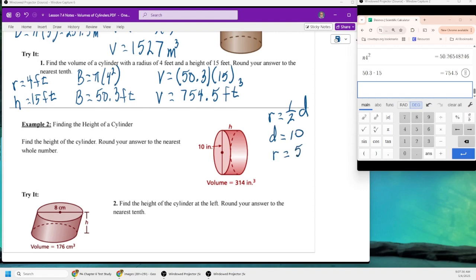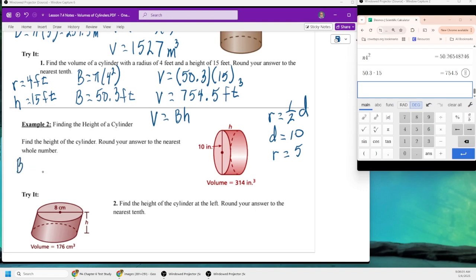5. Correct. How did you get 5? 10 divided by 2 is 5. Okay, so remember our formula. I'm just rewriting it so you can see it. The area of the base times the height of the prism. So we know the V, right? We know the volume. We can figure out the area of the base and then use that to find the height. So what is the area of the base?